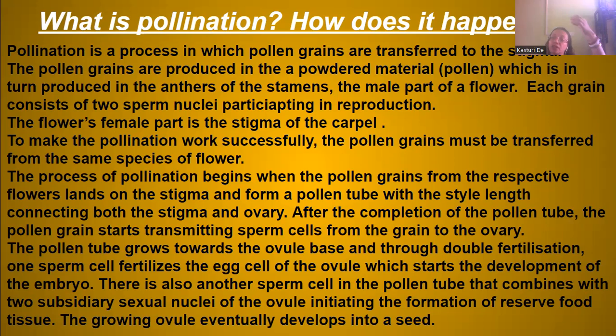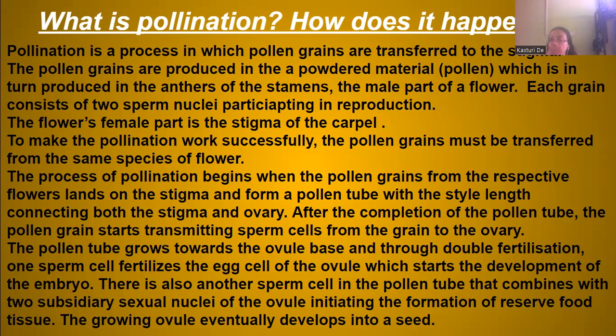We know the stigma is at the top, then comes the style, and then comes the ovary. So this will be the stigma, this is the style, and this will be the ovary. The pollen tube, which is formed from the pollen grain, will take that same path, from the stigma through the style, and then it will come to the ovary. The whole style length will be the pollen tube, connecting both the stigma and the ovary. The stigma is at the upper end and the ovary at the lower end of the style. Now, after the completion of the pollen tube, the pollen grain starts transmitting the sperm cells.